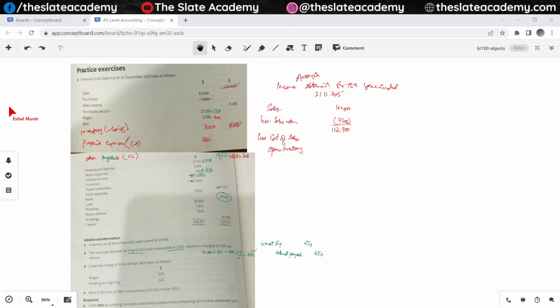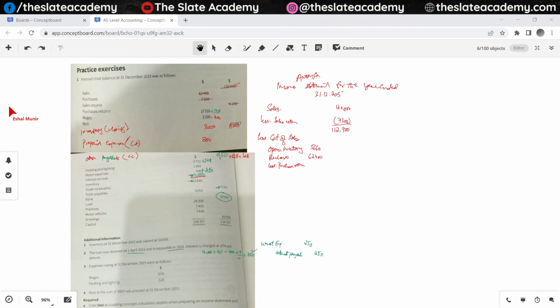Just if you could match it with what I'm writing on the screen. Opening inventory is how much? Opening inventory is 5660. Then you have purchases 62,400. Then, less purchase return. How much is purchase return? 4190.